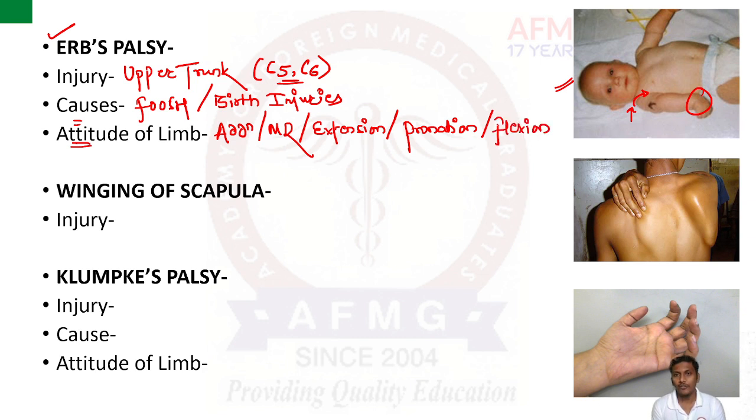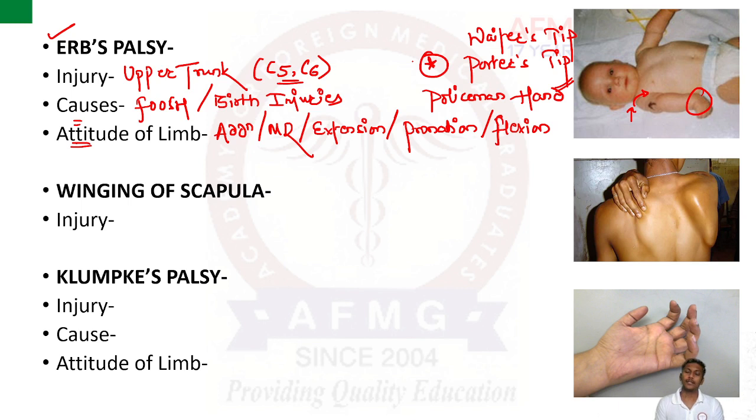So this is the attitude of limb in cases of Erb's palsy, and this has been asked. There is adduction and medial rotation at the shoulder joint, extension at the elbow joint, pronation at the level of forearm, and flexion at the wrist. This is what is called waiter's tip deformity, or porter's tip deformity, or policeman's hand deformity, which is a feature of Erb's palsy.